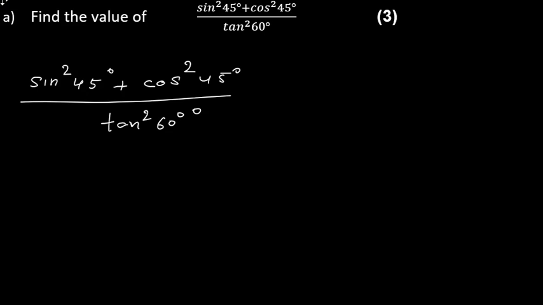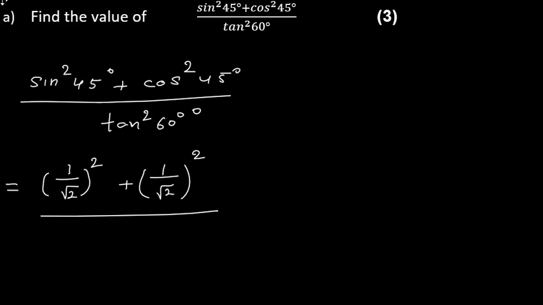Now you all know that in the second chapter of trigonometry we have trigonometric values for some standard angles. So for 45 degree, what is the value? Sin 45 degree is 1 upon root 2. So this is 1 upon root 2 square. Cos 45 is also 1 upon root 2, so this is also 1 upon root 2 the whole square, whole divided by tan square 60. The value of tan 60 is root 3, so it is root 3 the whole square.